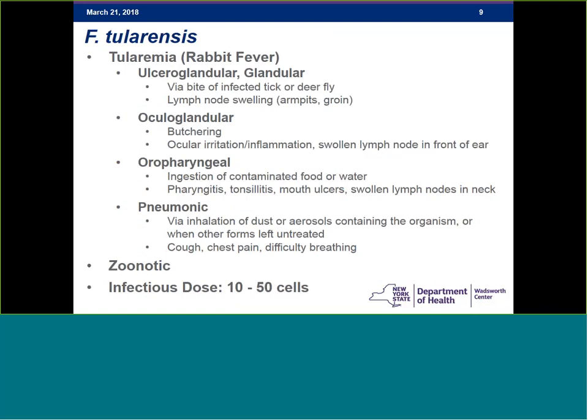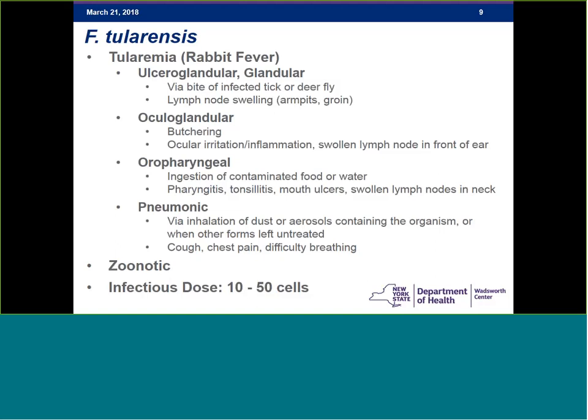Infection can occur as a result of being bitten by an infected host, contact with an infected animal, ingestion of contaminated food or water, or inhalation of infectious aerosols. Listed are different forms of illness along with some of the most common symptoms associated with each. Pneumonic tularemia is the most serious form. Not only does this form result from inhalation of the organism in some form, but it can also develop if other forms of tularemia are left untreated.